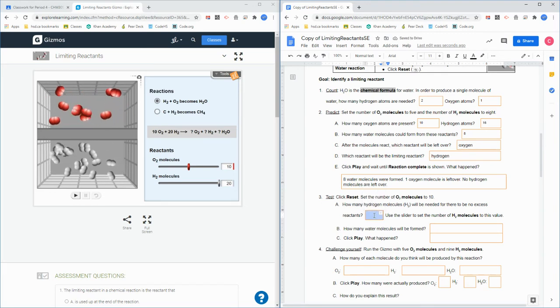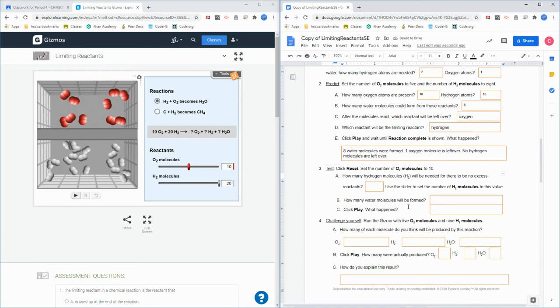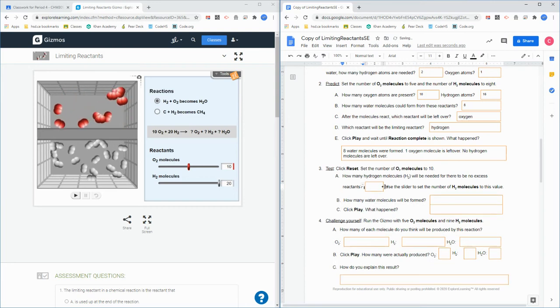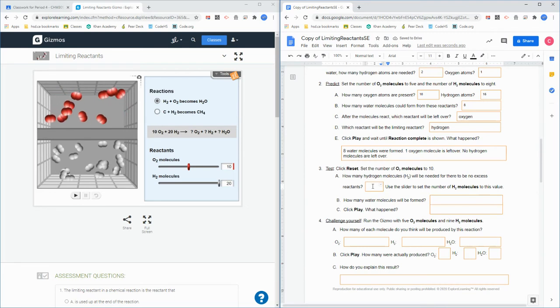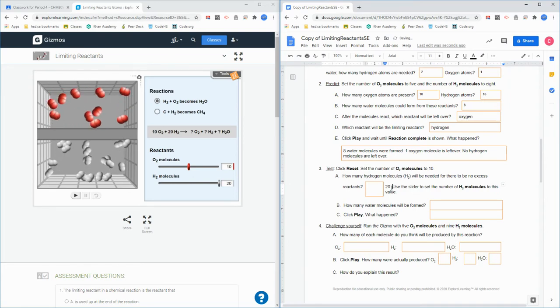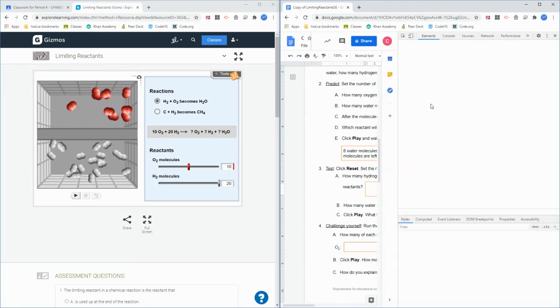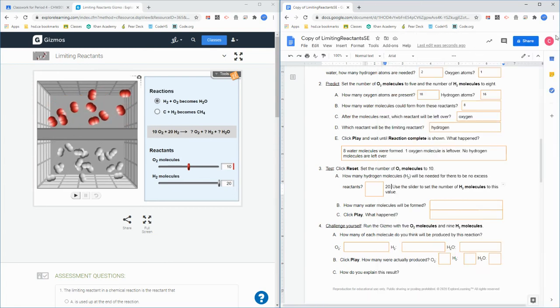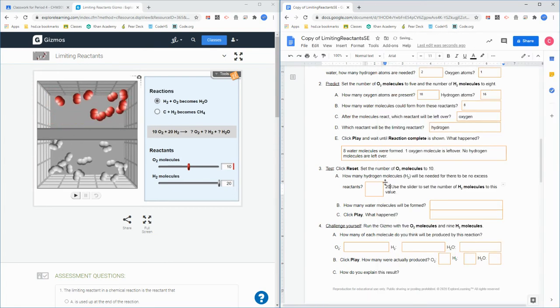Why can't I type in here? Well, that's not good. Anyways, we'll just put a 20 there. Maybe just highlight that. Whoa, what did we do here? Whoopsie, guys. 20. Doesn't want to go in that box for some reason.